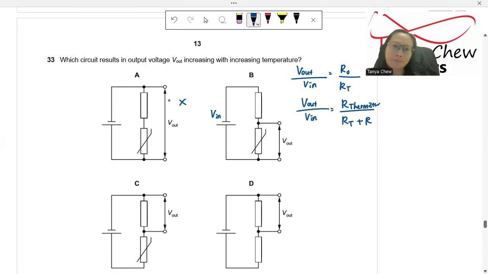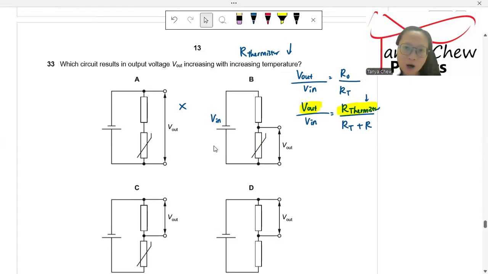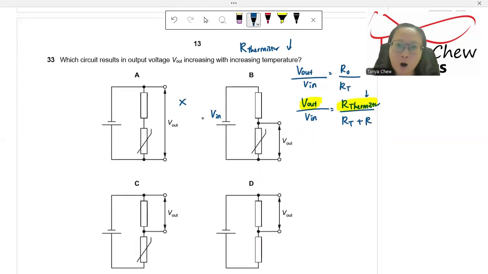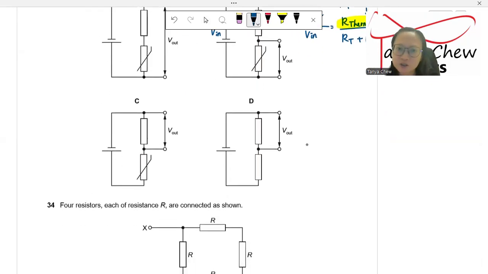Now, if the temperature is increasing, the resistance of the thermistor will decrease. So V output here depends on the R of the thermistor, which is decreasing. I don't want my R to decrease because I want my voltage output to increase. R thermistor is decreasing, V output would decrease as well. B cannot be your answer. What about D? D has no thermistor here, so it does not depend on the temperature. What about C? Let us look at C.